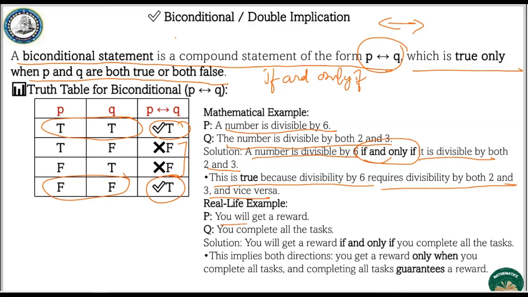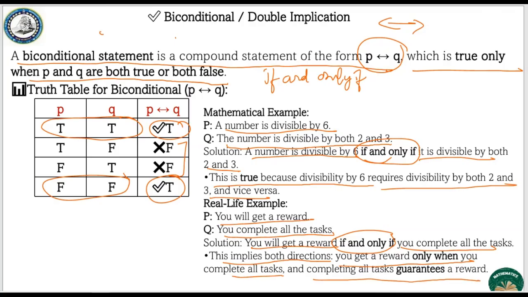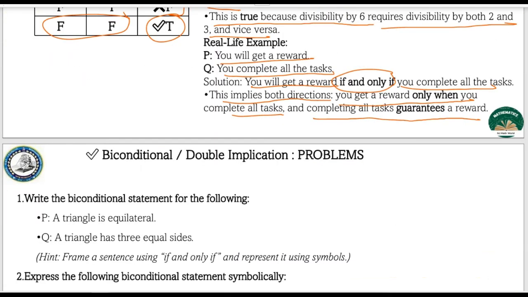Then you have P, you will get a reward. Q, you complete all the tasks. So the answer is you will get a reward if and only if you complete all the tasks. This implies both the directions. You get a reward only when you complete all the tasks, and completing all the tasks guarantees a reward. So yeah, moving on with the examples, what are the examples? How to solve them?